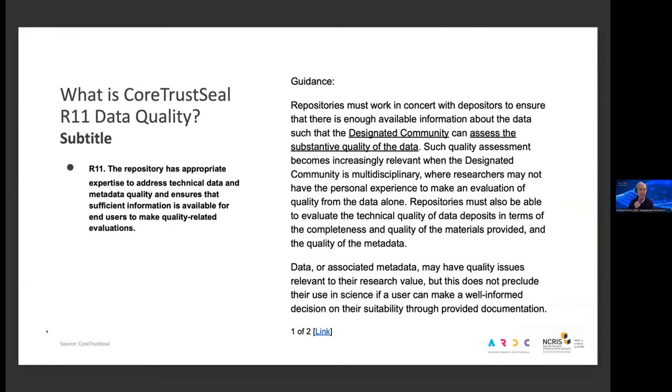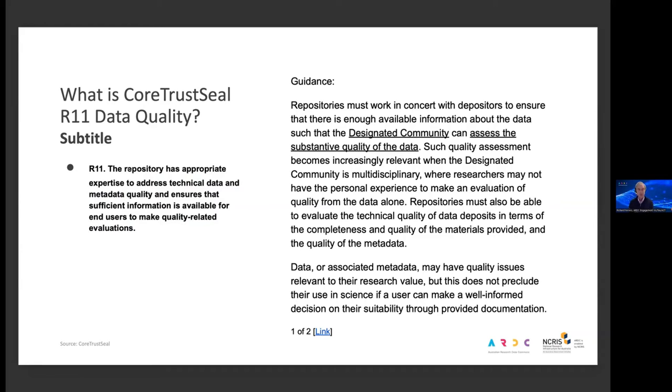So this is the full text of R11. It's spread over two slides. And I will open the requirements themselves so you can see the format of them, because that tells you a little bit about how this works. So a requirement has a one sentence summary. This is it here. It's titled data quality, and the short summary is: the repository has appropriate expertise to address technical data and metadata quality and ensures that sufficient information is available for end users to make quality related evaluations.